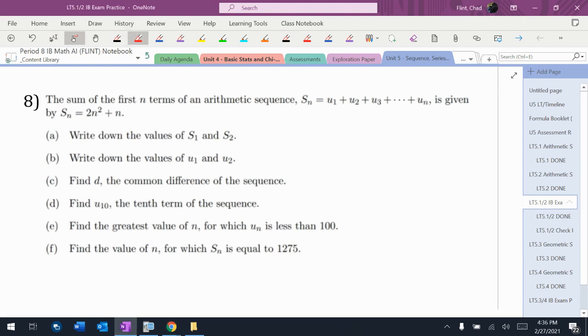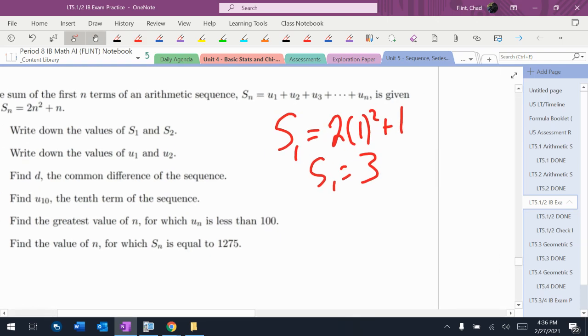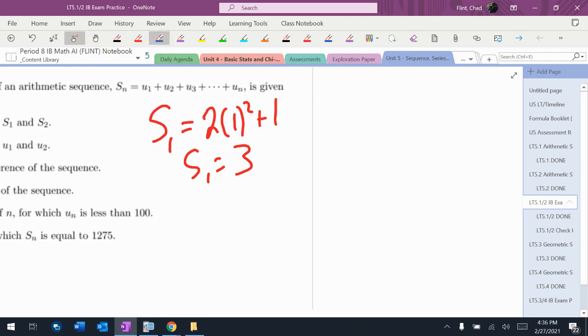So A says write down the values of S1 and S2. So S1 is 2 times n squared, so 2 times 1 squared plus 1. So S of 1 is, if I put that in the calculator, it's going to give me 3. Now you have to think about this. When you get the sum of one term, it's just that term. So this right here means U1 equals 3.